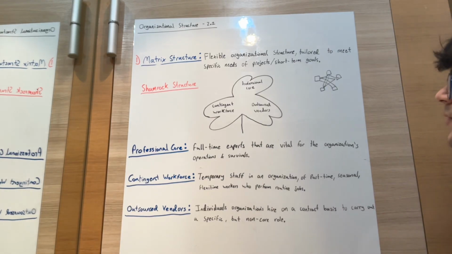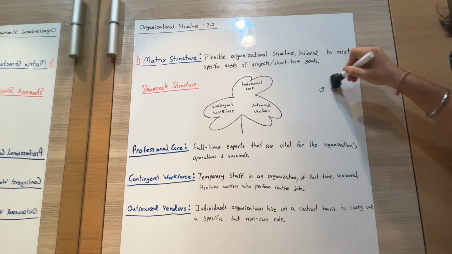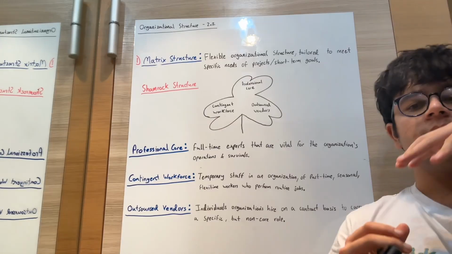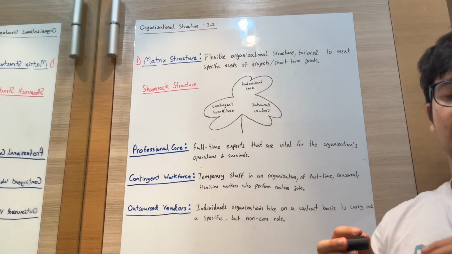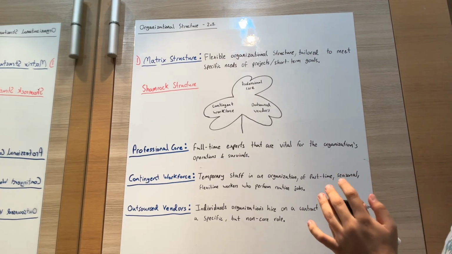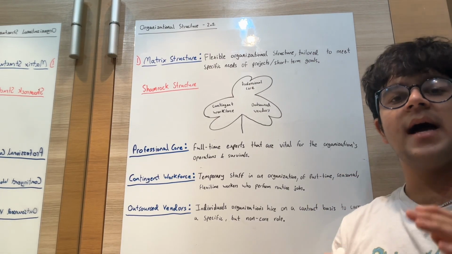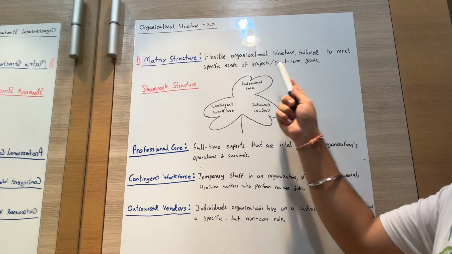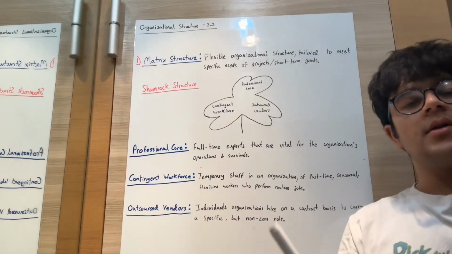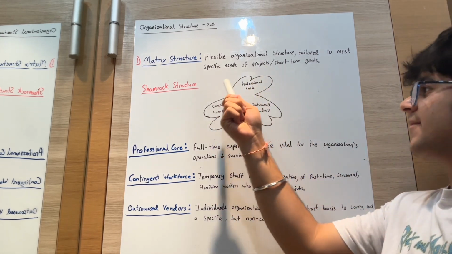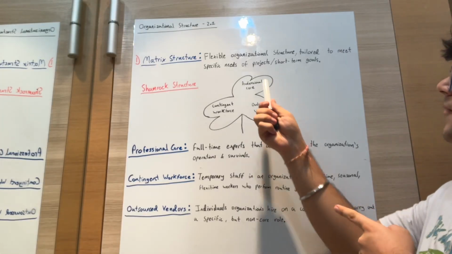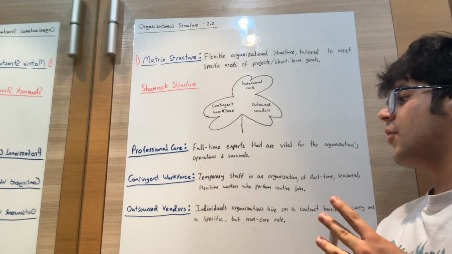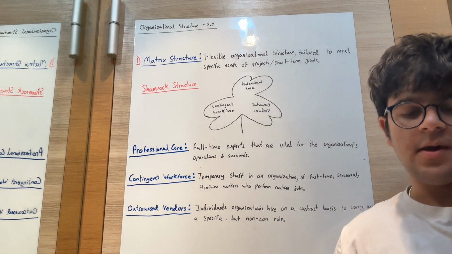And then we move on to something we call the Shamrock structure. So this guy called Charles Handy made this thing called a Shamrock organizational structure, and he proposes this is how all businesses should structure themselves. You should put the employees in your organization into 3 different categories: 1, the professional core; secondly, your contingent workforce; 3rd, your outsourced vendors.